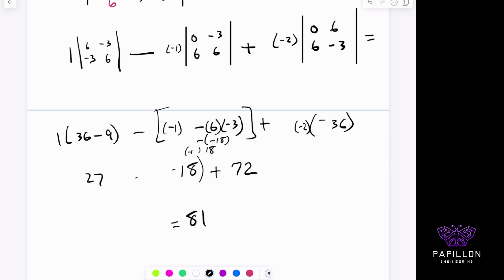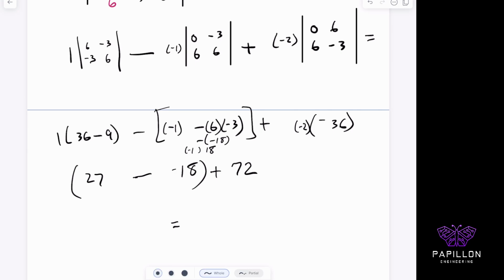Times the negative 1 gives us back minus 18. So this is how it should have looked actually. Just double check that. So it looks more along the lines of this. This then becomes 27 minus 18 plus 72 as the correct form. Sorry, I went too fast before.